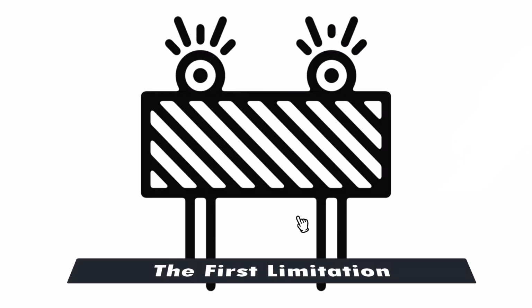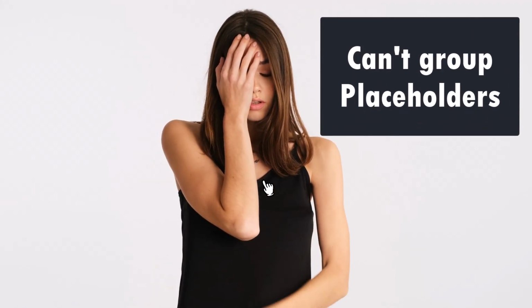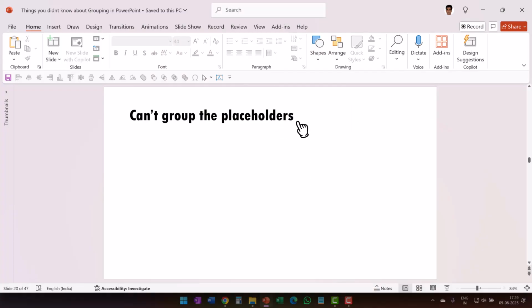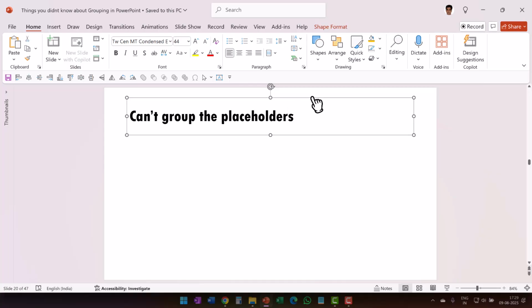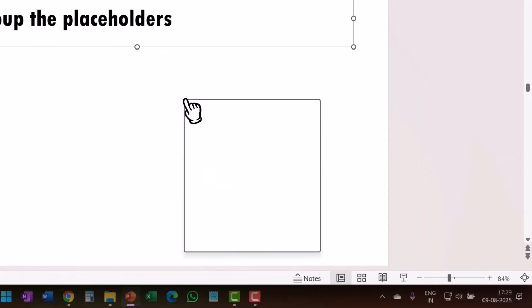Let us understand the first limitation of grouping. You cannot group the placeholders in PowerPoint. Let me show you what I mean by that. Here you can see that this is a placeholder for the title of the slide. This comes as part of the layout.